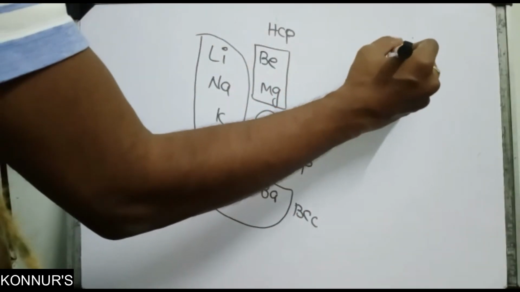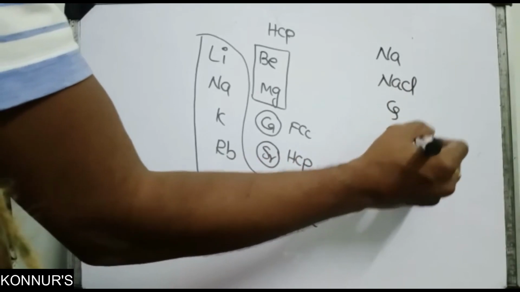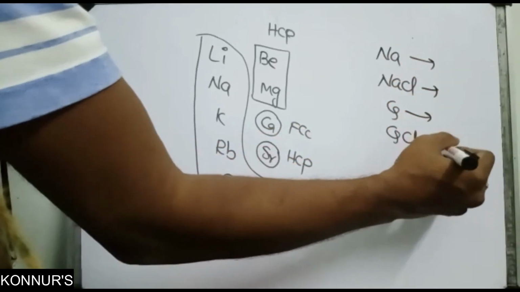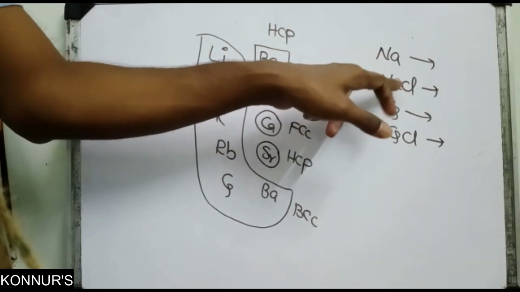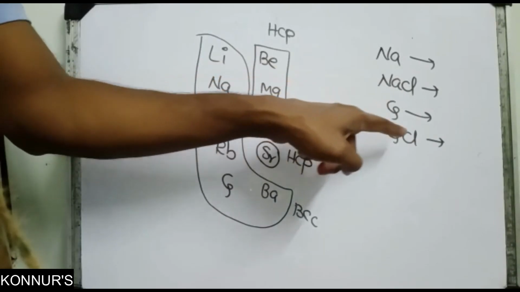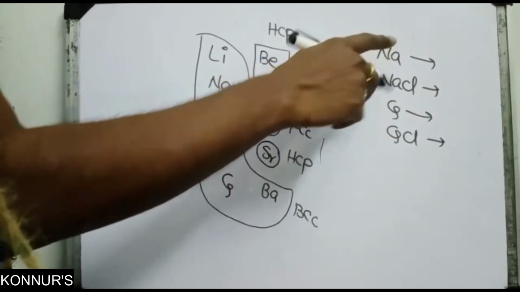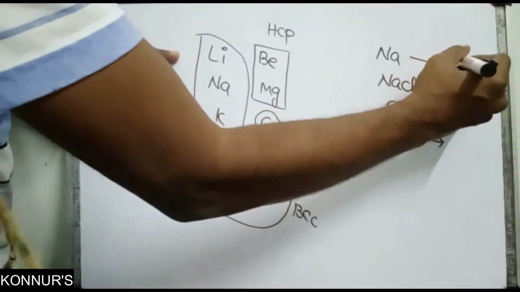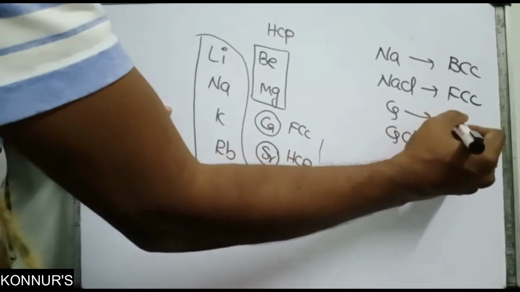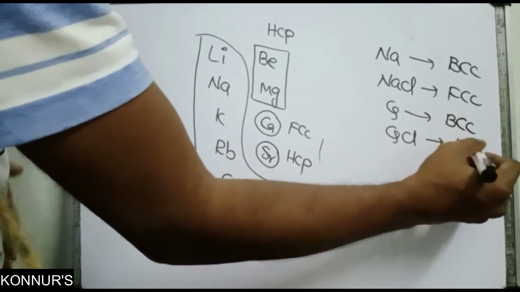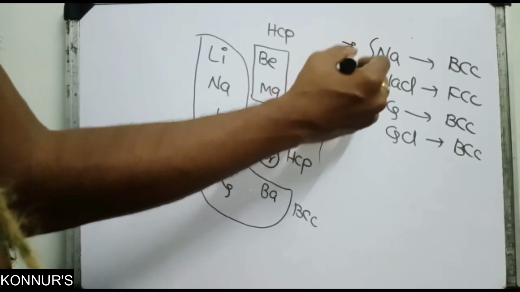See, the important ones are NaCl and cesium chloride. What are their structures? We are always confusing this, so come out from the confusion. Sodium is a metal, and NaCl is an ionic crystal. Cesium is a metal, and cesium chloride is a molecule. These are not equal, they are different. Sodium structure is BCC. Next, NaCl structure is FCC. Cesium is BCC, and cesium chloride is also BCC. So this is a very important concept.